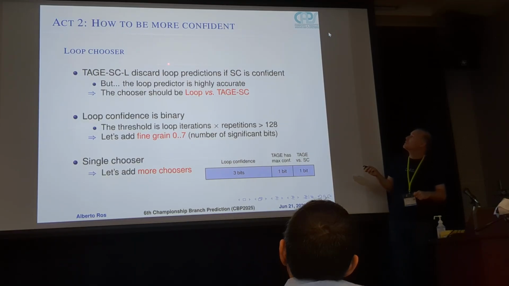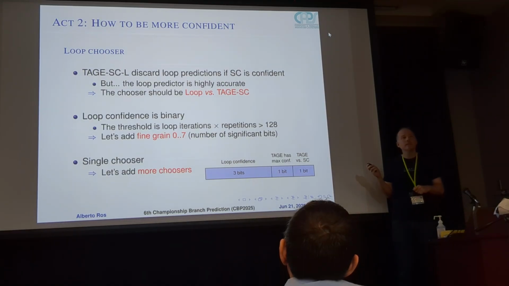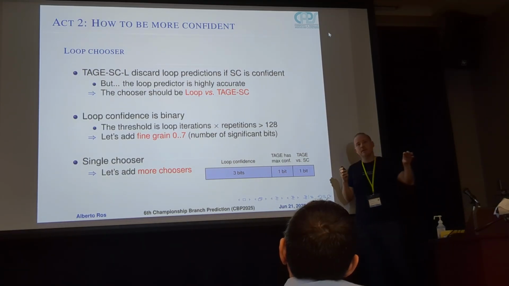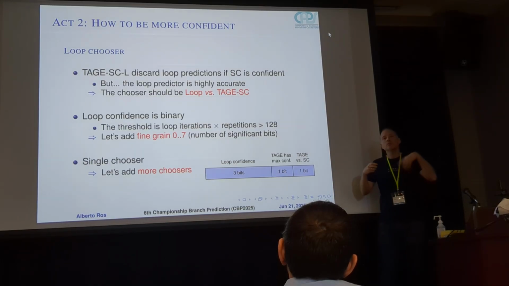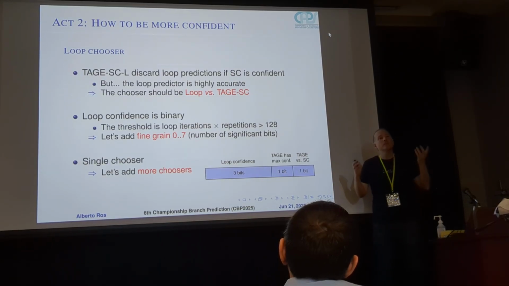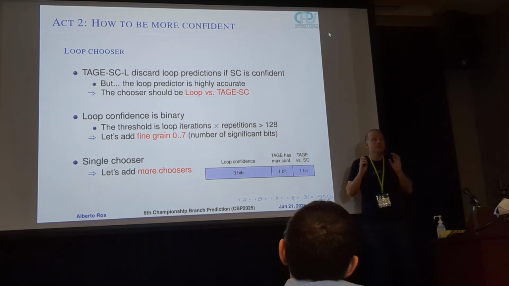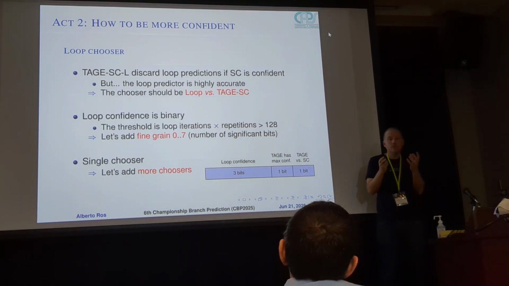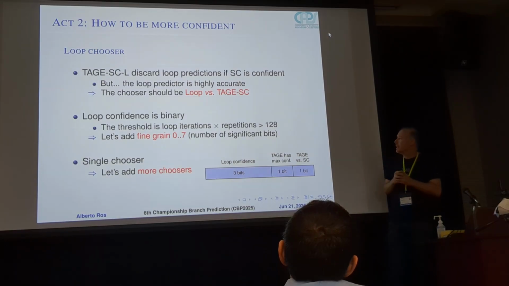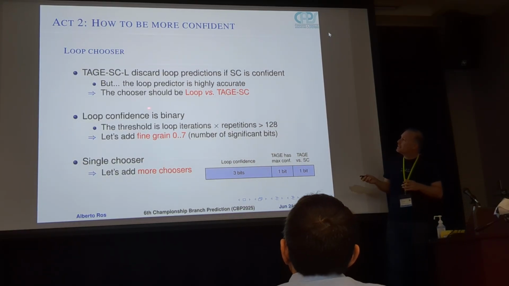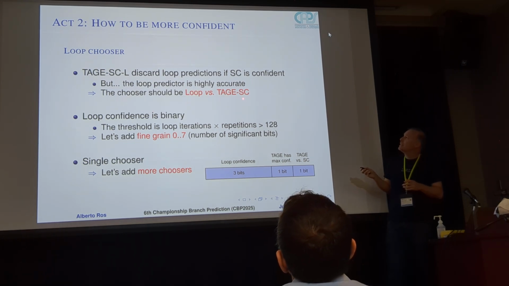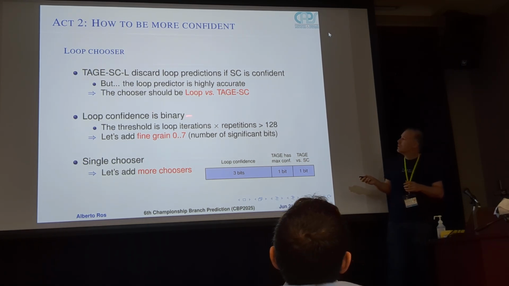TAGE-SC-L discards loop prediction if the statistical corrector is very confident. So they are merged, the loop predictor with the TAGE, and they are together having the confidence of TAGE. What I say is that the confidence of the loop should be taken into account, because the loop predictor is the most confident structure in the TAGE-SC-L predictor. So in that case, SC never overrides loop.